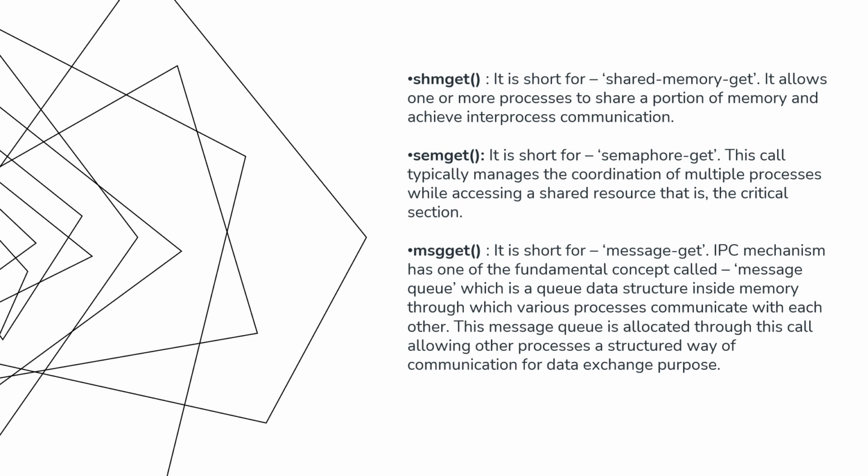Semaphore get. This call typically manages the coordination of multiple processes while accessing a shared resource, that is the critical section. Message get. IPC mechanism has one of the fundamental concepts called message queue, which is a queue data structure inside memory through which various processes communicate with each other. This message queue is allocated through this call, allowing other processes a structured way of communication for data exchange purpose.